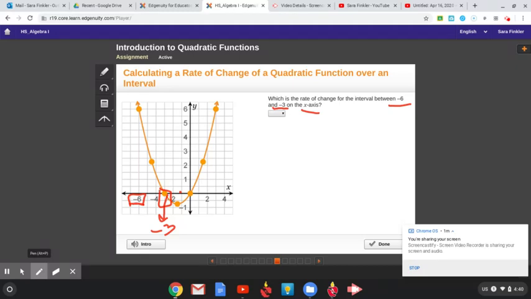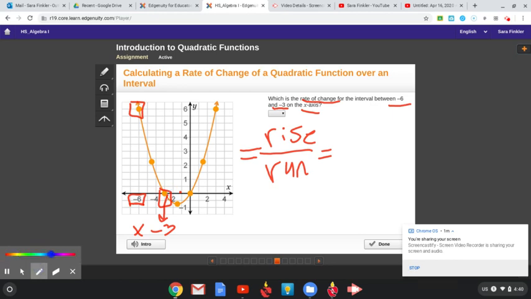Okay, so we want to find the rate of change. Rate of change is just like what we used to do for linear, rise over run. So when we're on the x-axis at -6, we have a point up here, okay? And then when we're at x is -3, we have a point on the x-axis. So we want to find the rate of change between these 2 points.